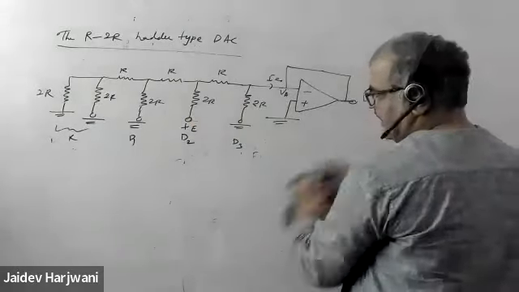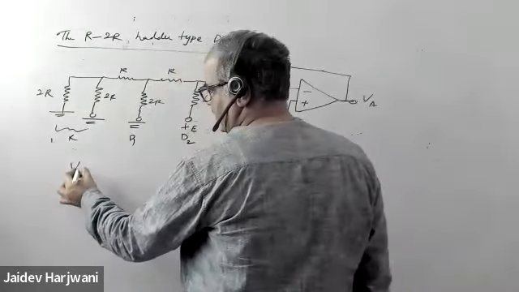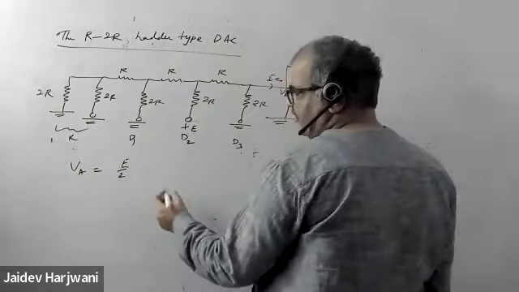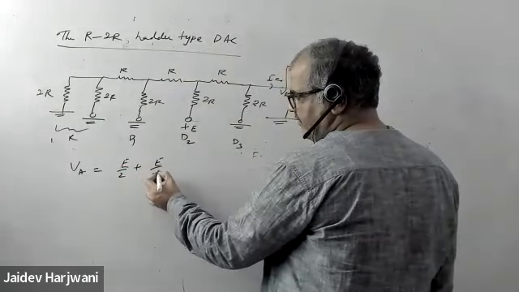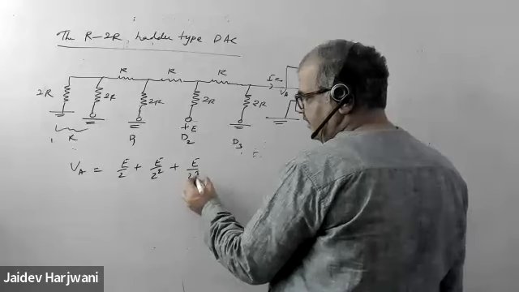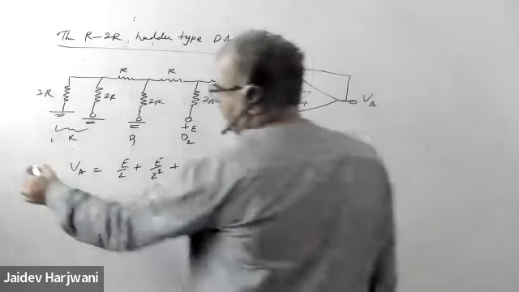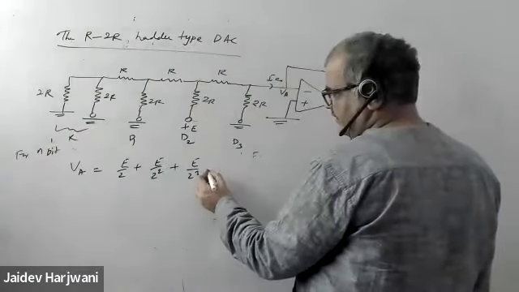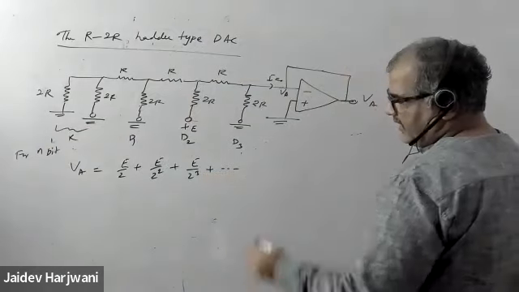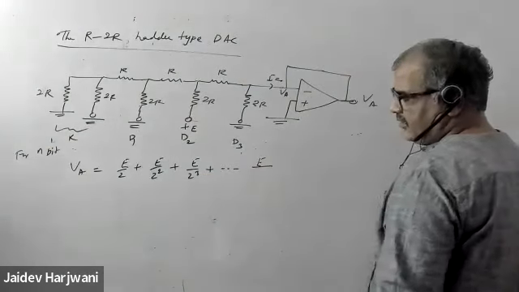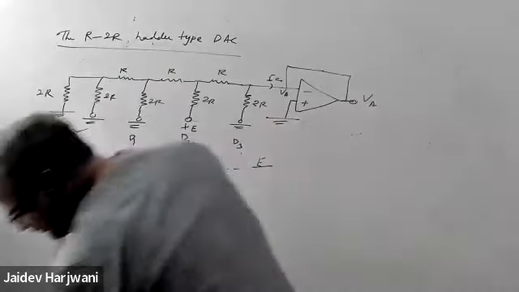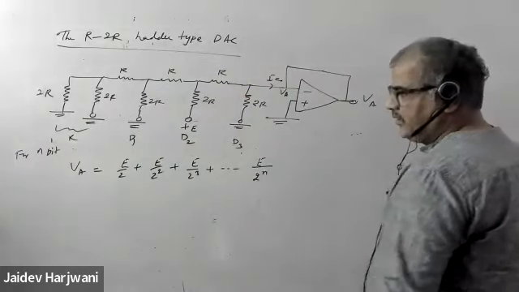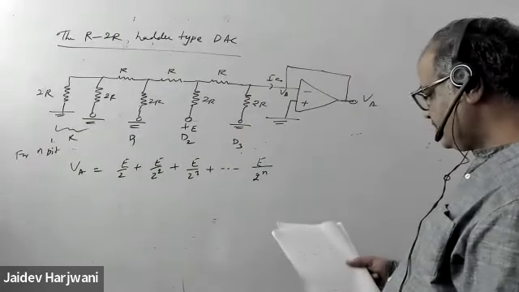So for n bit I have VA. First will come E power 2 power n, then E power 2 power 2, then E power 2 power 3, for an n bit D2A counter. And then it will keep on going. At last, what will come? E power 2 power how much? 2 raised to n, 2 power 2 power n. Very good. This is your formula.